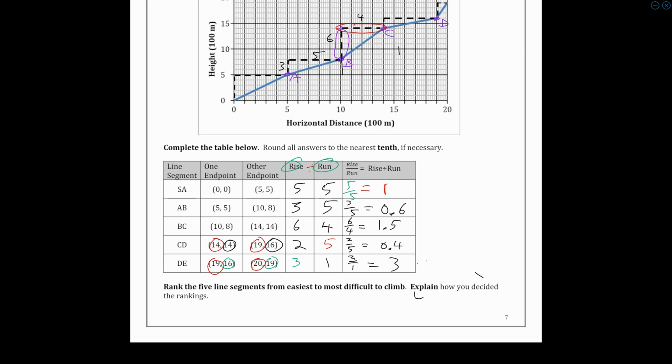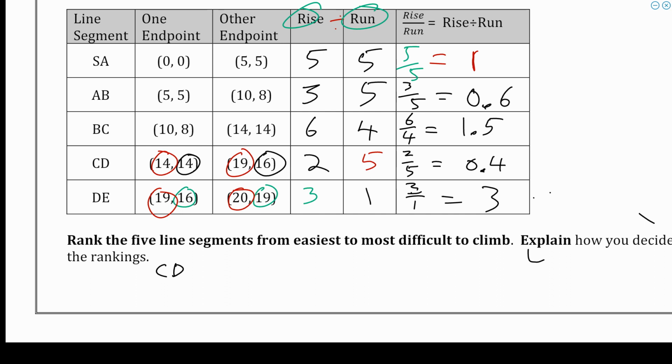Now there'd be a slight trick if one of these was negative. If they were negative, then we'd just be thinking about the lowest absolute value. Basically, we're looking at closest to 0 up to furthest from 0. But as it is, they're all positive. Pretty straightforward. Okay, so the easiest is CD with 0.4.